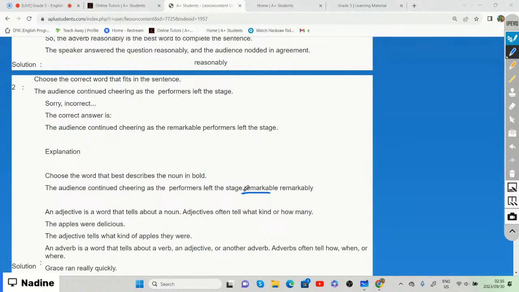Remarkable. And remarkable is an adjective. Remarkably is our adverb.